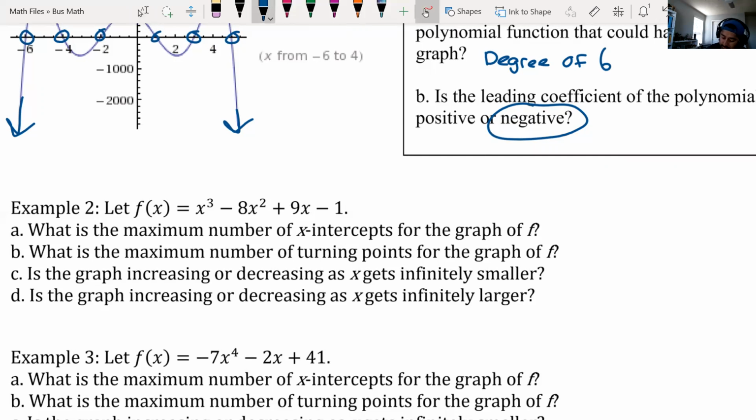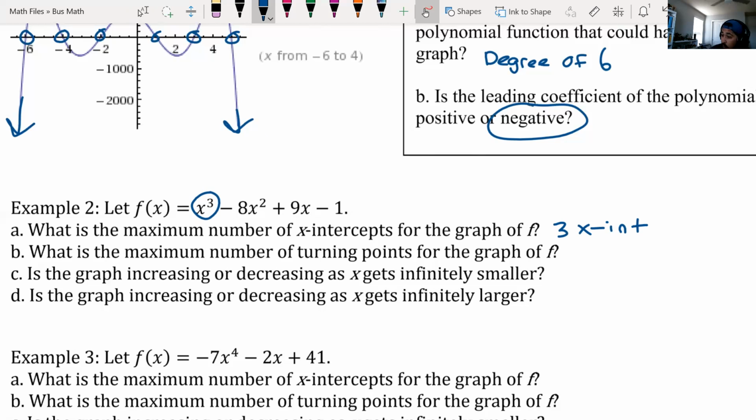So remember, if we want to find the maximum number of x-intercepts, which also means the maximum number of zeros, we look at the leading term, the term with the highest power. And here, that term is x cubed. And now, remember that the highest power tells you how many x-intercepts you have. So since our degree is 3, this means that we're going to have 3 x-intercepts.